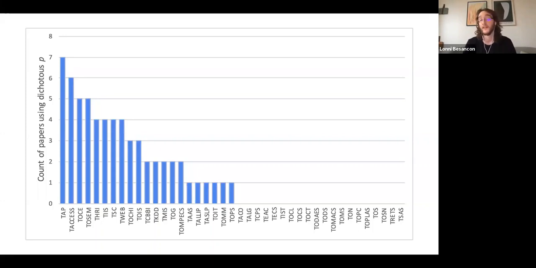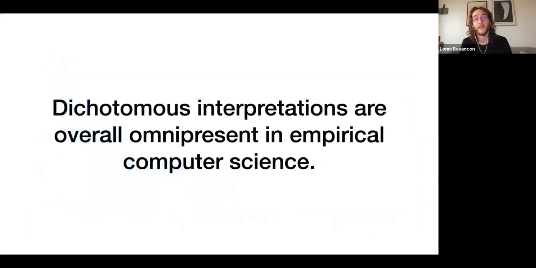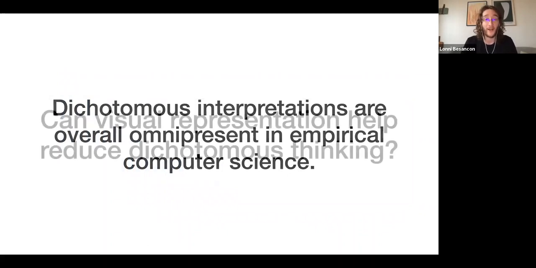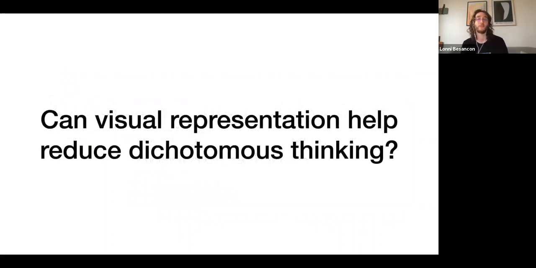Because we do know that dichotomous inferences actually are part of one of the issues of the replication crisis. So dichotomous inferences or interpretations are overall omnipresent in empirical computer science. That's not so good. But maybe visual representation could help reduce dichotomous thinking. That was one of the ideas we had in this first paper, right? Like maybe confidence intervals could help if we visualize them, something like this. So we decided to investigate this a little bit more.